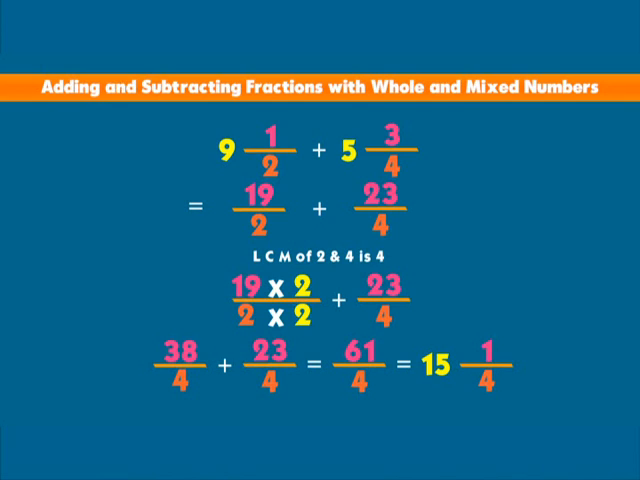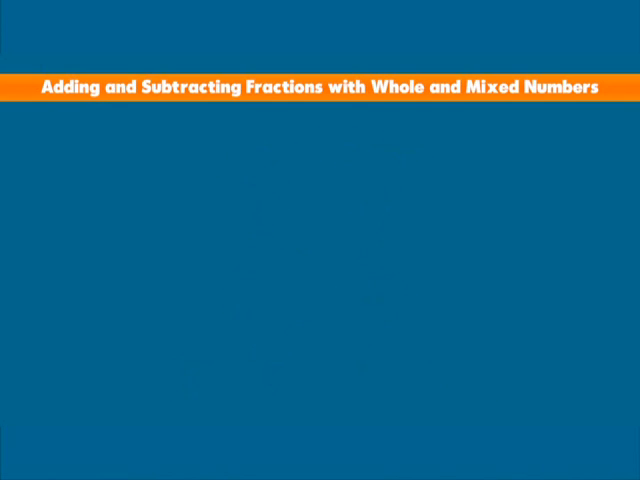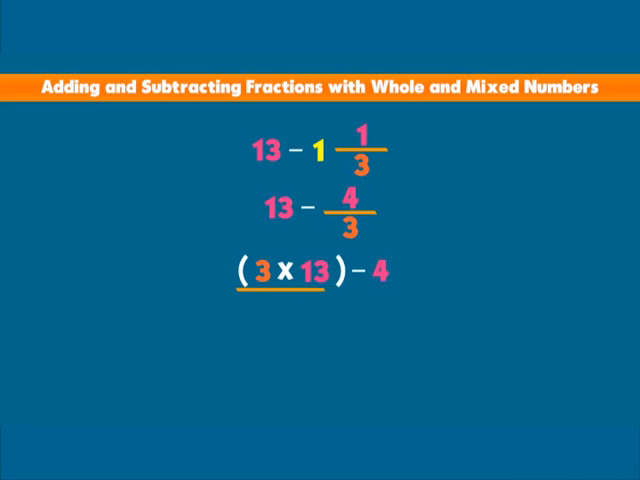Let's look at another example. 13 minus 1 and 1/3 equals. 1 and 1/3 can be written as an improper fraction, 4 over 3. We have 13 minus 4 over 3. The LCM is 3. So we have 3 times 13 minus 4 over 3, which is 39 minus 4 over 3, equals 35 over 3, equals 11 and 2 over 3.